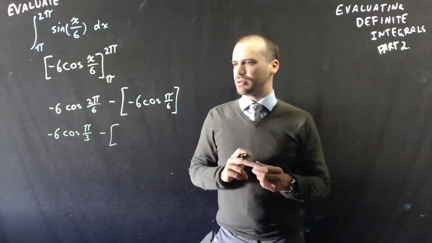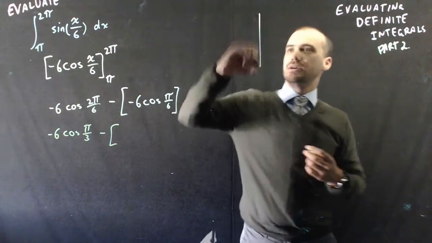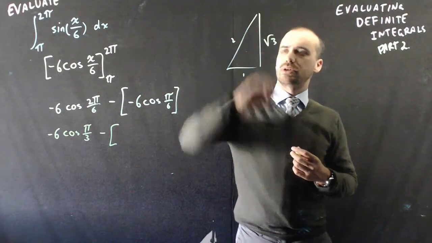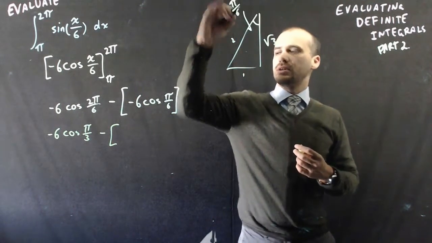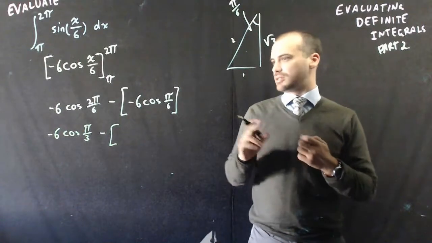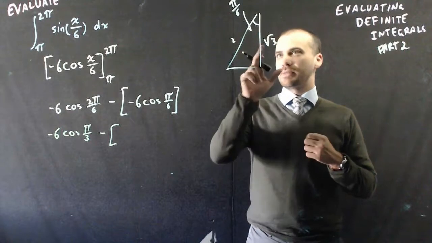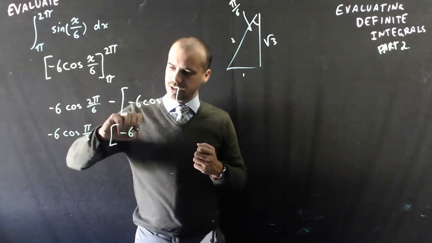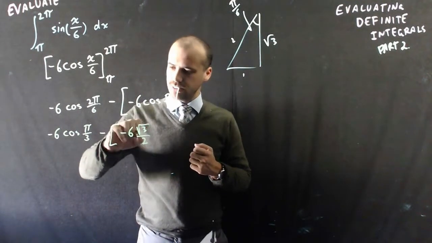now, cos pi on 6. I should know what cos pi on 6 is because I can draw my standard triangle. That's pi on 6. Cosine is adjacent over hypotenuse, root 3 on 2. So that's negative 6 times root 3 on 2.